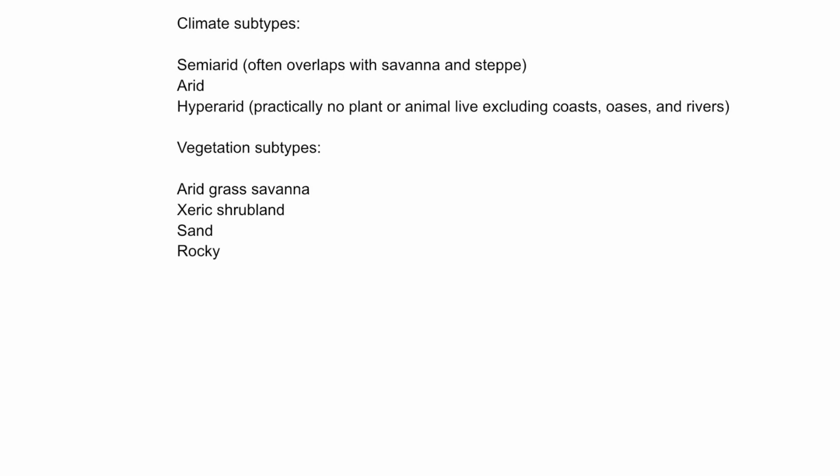A good example of a sand desert is parts of the Sahara, and a good example of a rocky desert is parts of the Atacama, especially Valle de Luna, or Valley of the Moon. Some parts have not seen rainfall in 400 years. On my cold desert episode, I'm not going to go into too much detail about subtypes because they're pretty much the same for hot and cold deserts, except instead of an arid grass savanna, it's an arid steppe.